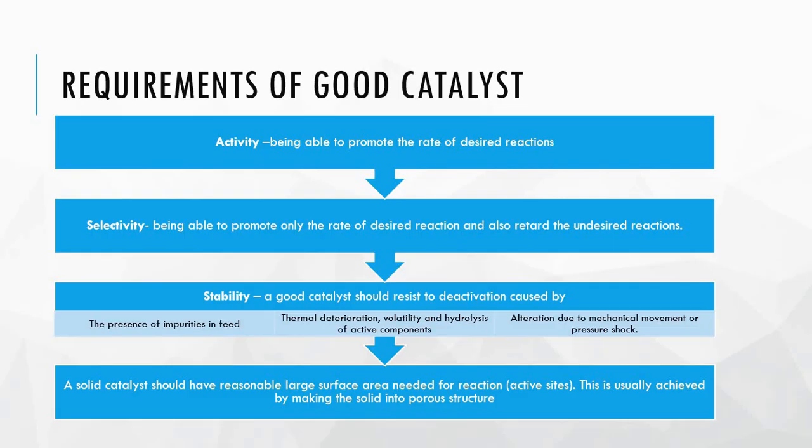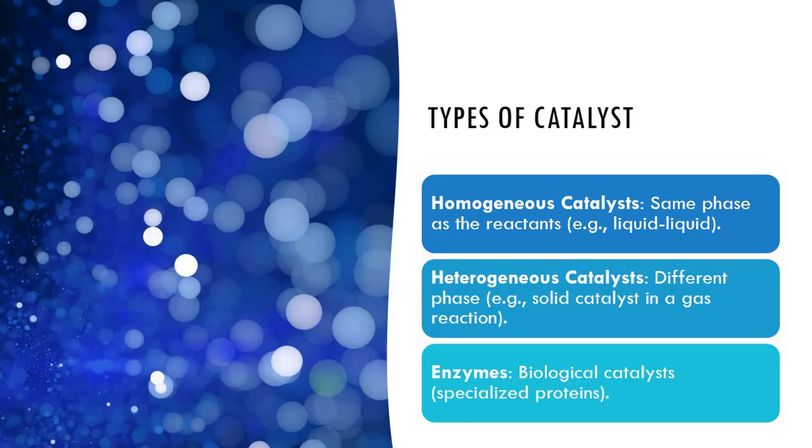So we use platinum and palladium metals, which are always used to lower the harmful exhaust smoke from the car and generate good exhaust air out of the car. We have three types of catalyst. We have a homogeneous catalyst, a heterogeneous catalyst, and enzymes.